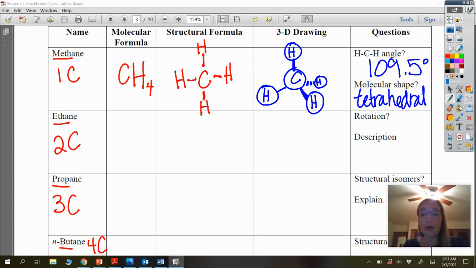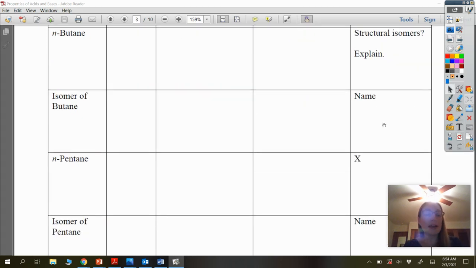So that's an example of the first problem. What happens when you make a longer molecule, like say butane, for example? So I made a butane here in advance. I've got 4 carbons. So I connect all the carbons. And here's the thing. The molecules naturally like to make this zigzag structure.